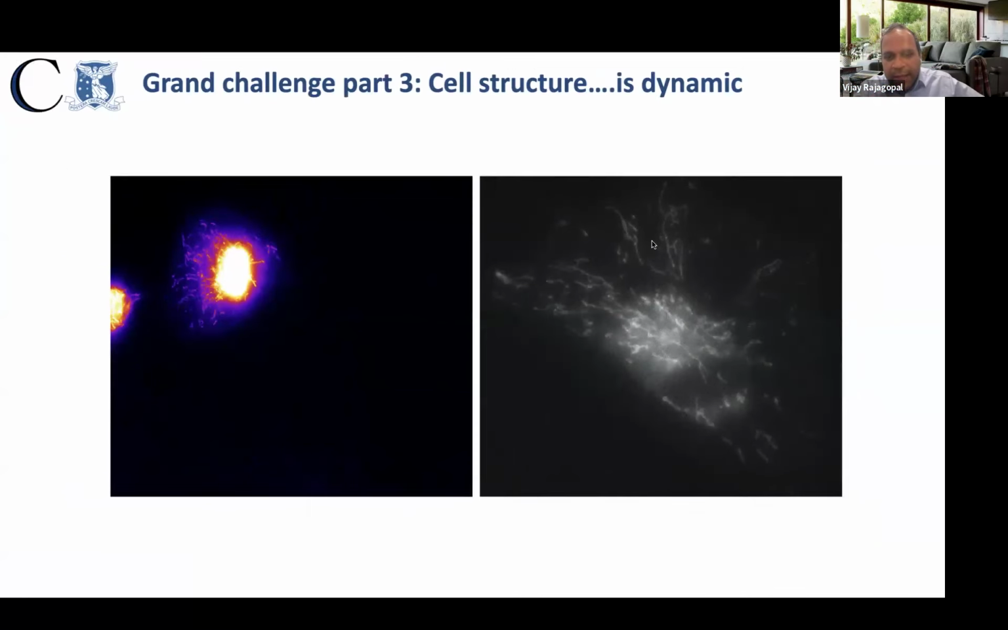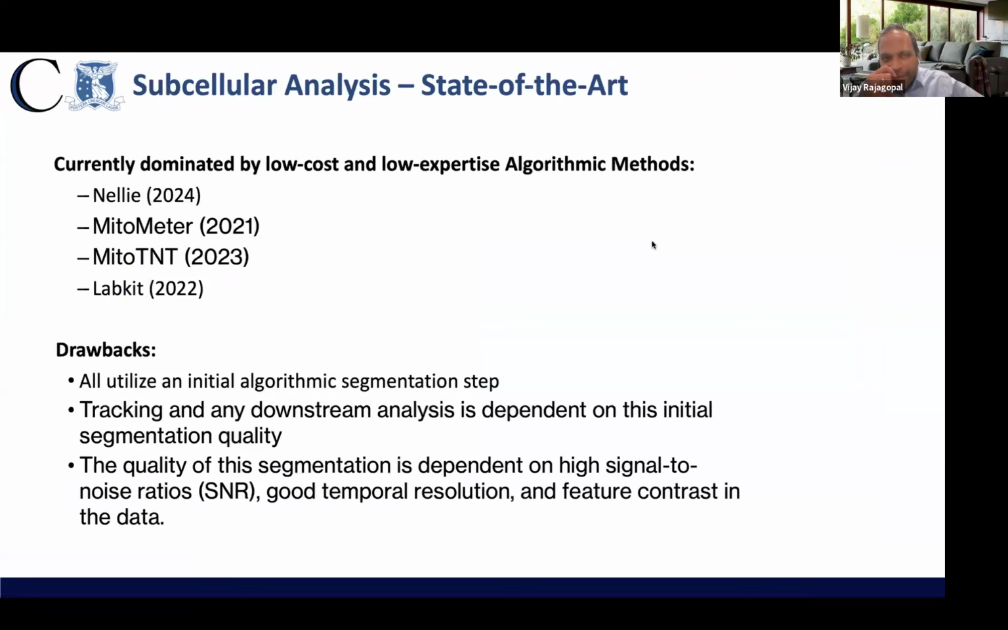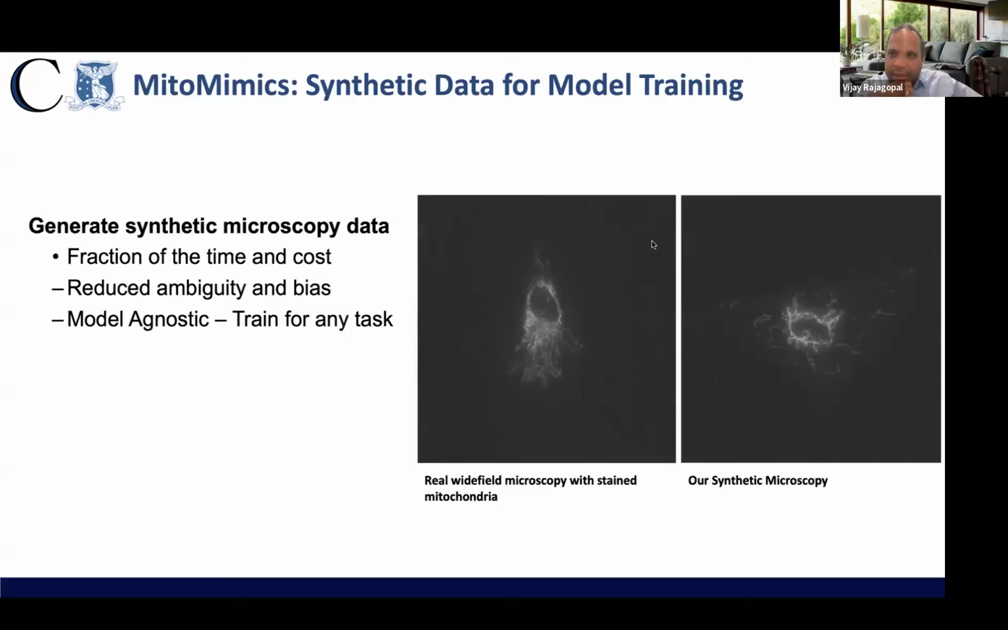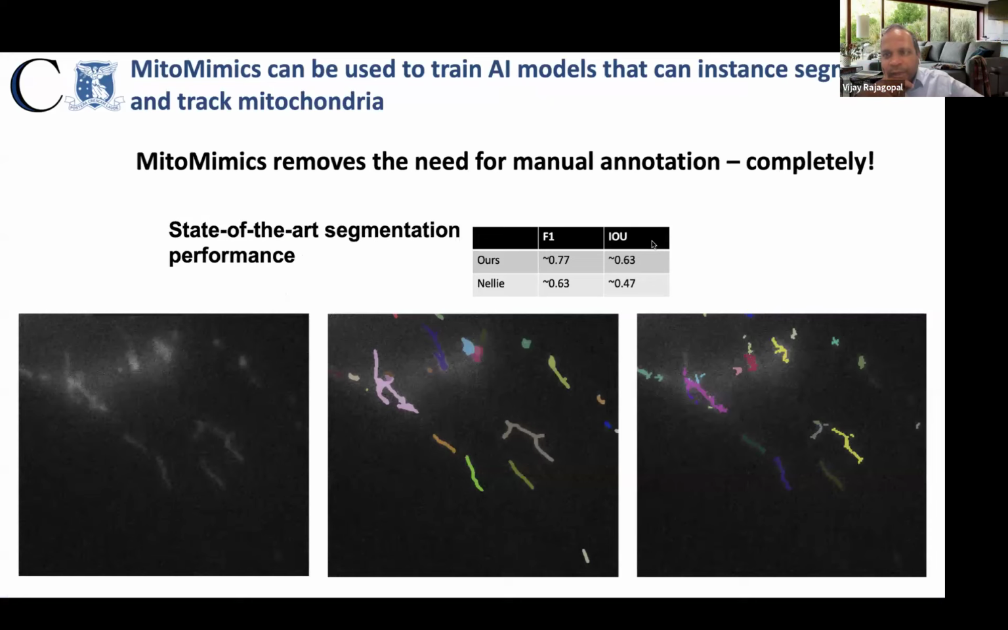And again, I'm just going to run through it as a summary. We ended up trying a bunch of algorithmic methods that are out there and realizing that they didn't really work for our data because of the low contrast and noise. So we developed a method to create fake images that look like our real images. We're calling them mitomimics. That allows us to generate a whole lot of ground truth data without any manual annotation so that we can then segment our data sets.